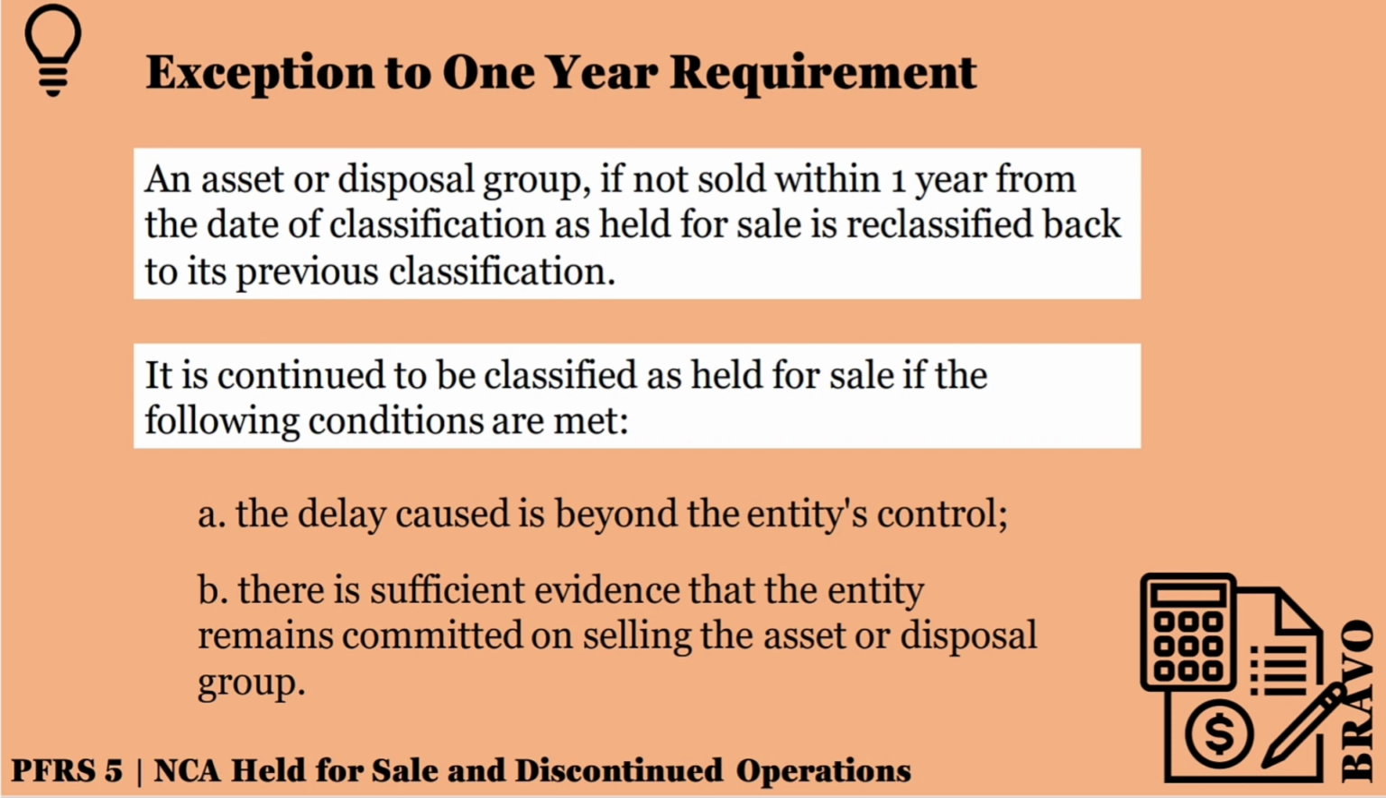Next, exception to 1 year requirement. If an asset is not sold within 1 year from the date of classification as held for sale, it will be reclassified back to its previous classification unless the delay is beyond the entity's control and there is sufficient evidence that the entity remains committed on selling the asset or disposal group.